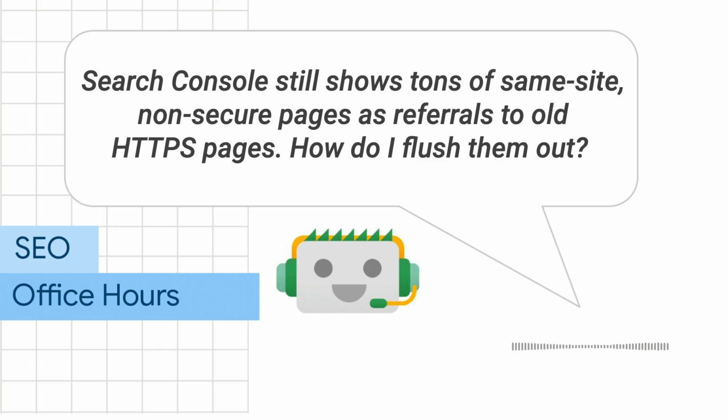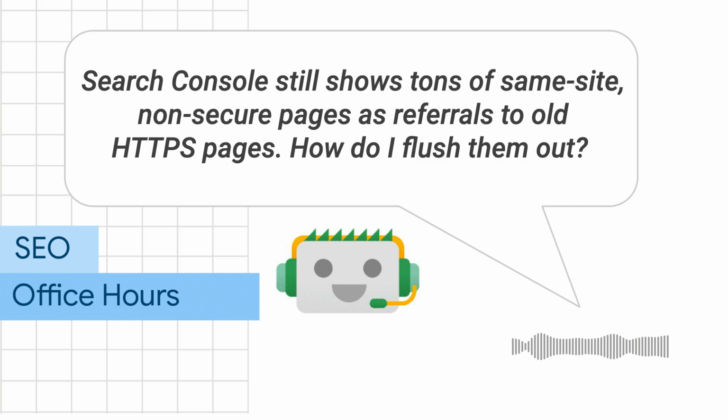Search Console still shows tons of same-site, non-secure pages as referrals to old HTTPS pages. How do I flush them out? Bringing some context in here, this is specific to the URL inspection tool in Search Console, where we show the referring page in the indexing section. For this, you don't have to do anything. It's perfectly fine to keep those pages there.